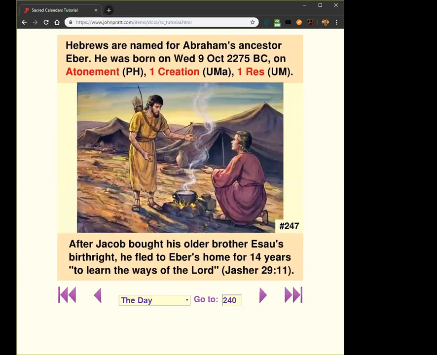Shem and Eber had an academy, and Jacob went to live with Eber for 14 years, according to the book of Jasher, in order to learn the ways of the Lord. He was getting away from his brother Esau, who kept wanting to kill him. So that's why he wasn't taught it. He wasn't homeschooled, if you will, by his father. But anyway, Eber is born on a certain day, which is atonement, one creation, one resurrection.